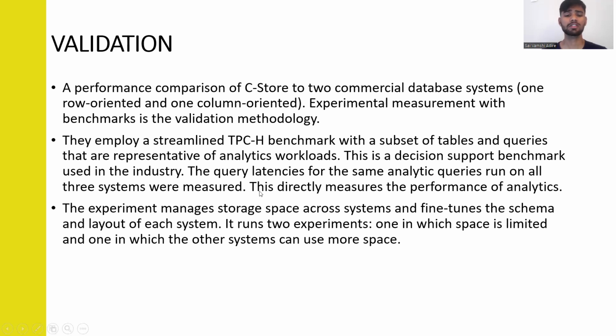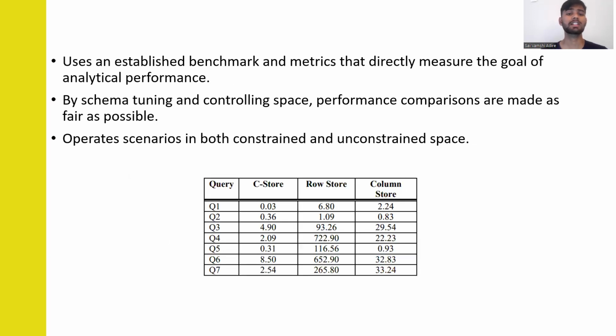The experiment manages storage space across systems and fine-tunes the schema and layout of each system. It runs two experiments, one in which the space is limited and one in which the other systems can use more space. So it uses an established benchmark and metrics that directly measure the goal, analytical performance. By schema tuning and controlling space, performance comparisons are made as fair as possible. So let's look at this table. We have queries and we have C-Store, row store, and column store. So this is C-Store, and it can work for row store and column store at the same time.